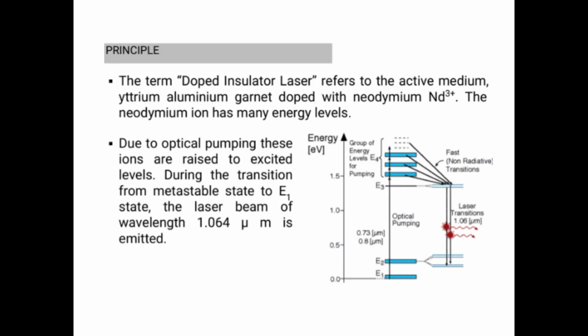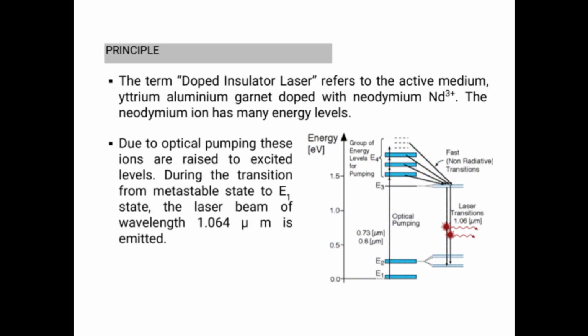Now we can come to the principle of this one. The term doped insulator laser refers to the active medium, that is yttrium aluminium garnet doped with neodymium Nd3+ ions. The neodymium ion has many energy levels. Due to optical pumping, these ions are raised to excited levels from ground levels. During the transition from the metastable state to the E1 state, the laser beam of wavelength 1.064 micrometer is emitted.